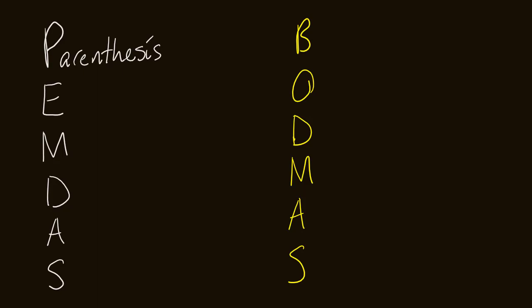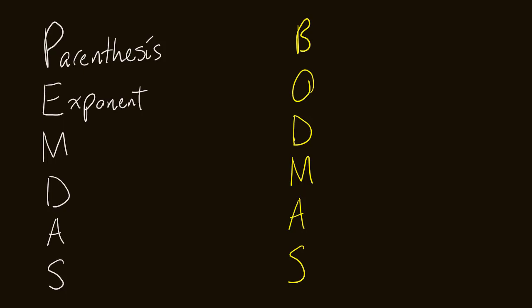Now the E stands for exponent. Simply put, if something is to a power, like 2 to the 4th, after you've evaluated all your parentheses, you just simplify those powers. So 2 to the 4th, what is that? It's 16, right? That's it. It just means evaluate your exponents.